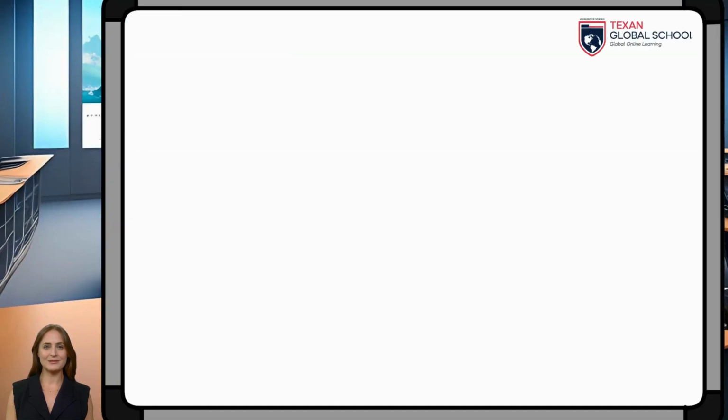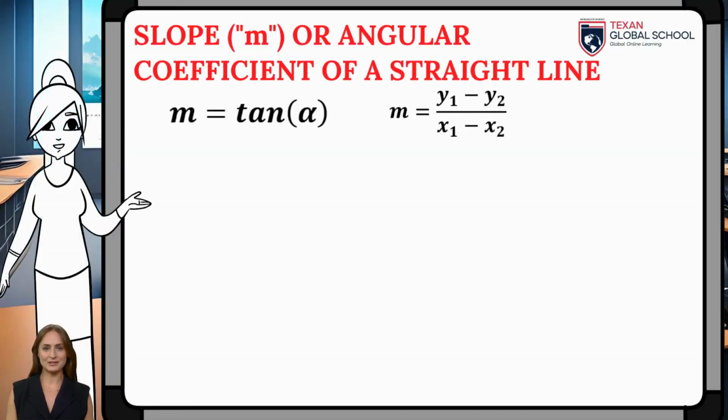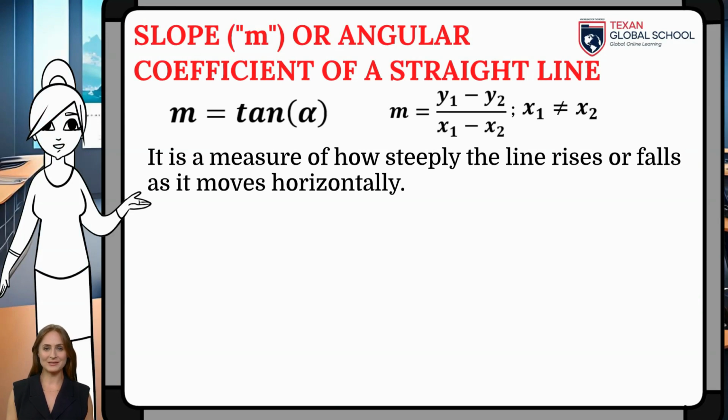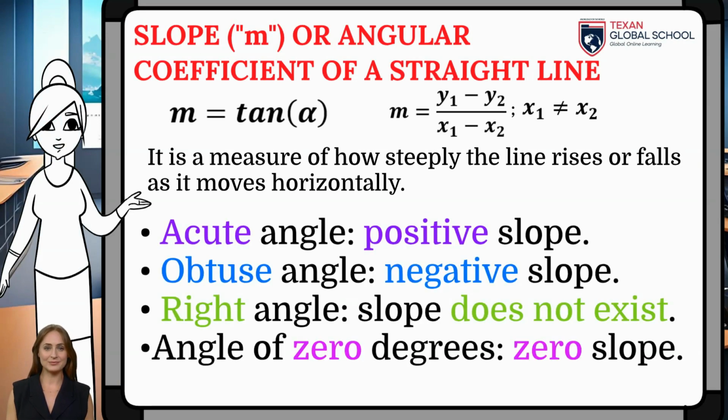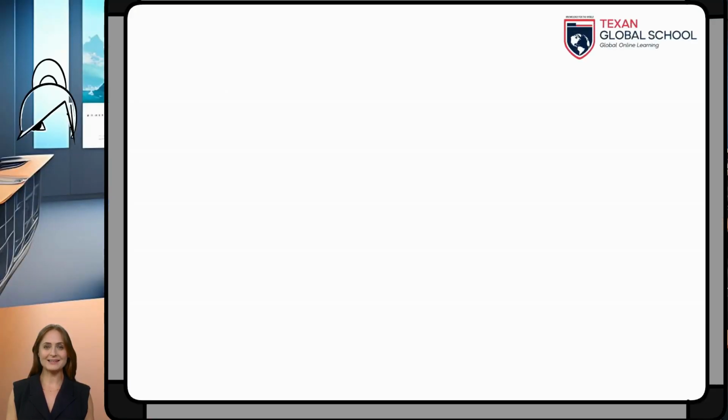In summary, the slope, or angular coefficient of a straight line, is a measure of how steeply the line rises or falls as it moves horizontally. An acute angle generates a positive slope. An obtuse angle generates a negative slope. A right angle creates a slope that does not exist, that is, a straight line parallel to or on the y-axis. A 0-degree angle generates a zero slope, that is, a parallel line or on the x-axis.